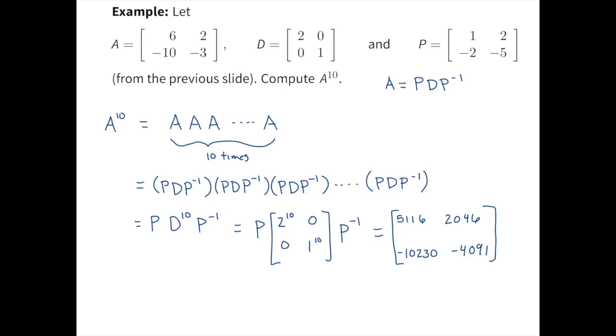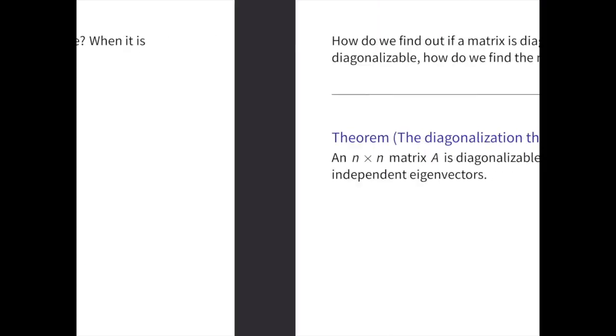All right, let's come back to this question about determining when a matrix is diagonalizable, because not every matrix is going to be diagonalizable. Then we also want to know, if we know that our matrix is diagonalizable, how do we figure out what the matrix P is? The following theorem is going to basically give it to us.